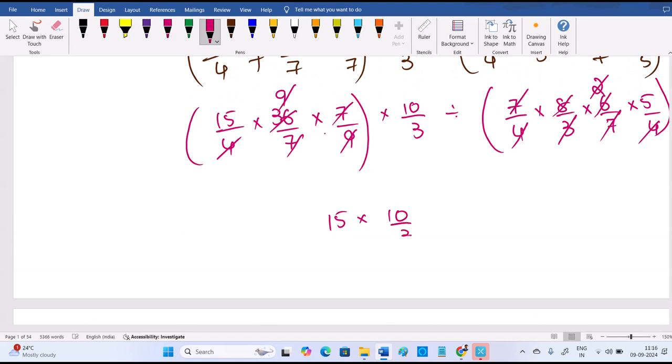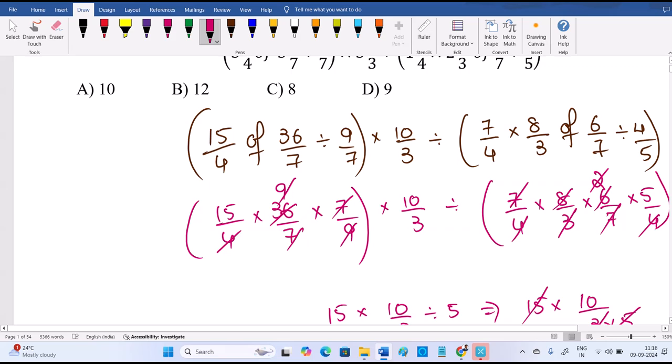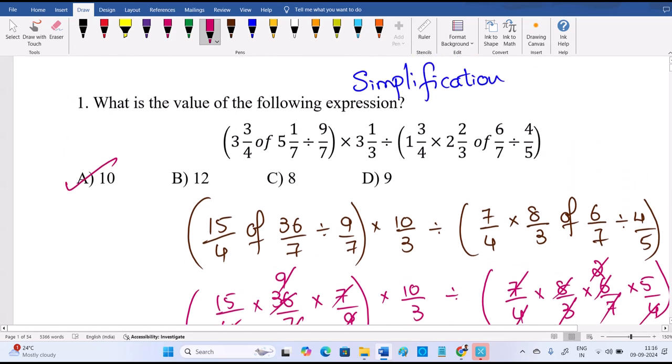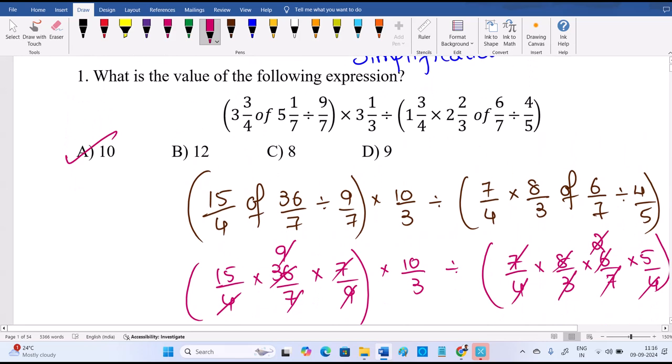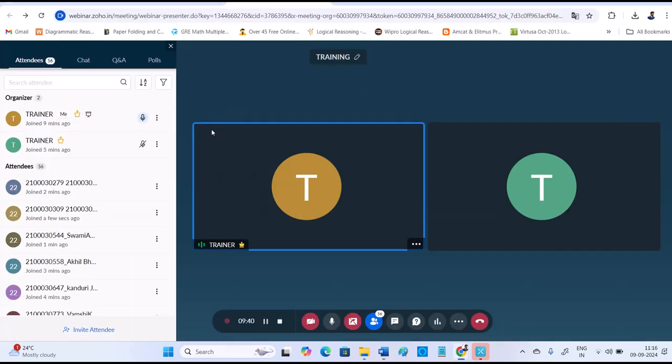10 divided by 3 divided by 5 means 15 into 10 divided. So 3 into 5, 15 get cancelled. We'll get 10 as the answer. So answer option A, 10. See the simplification related question. Solving, we are going to get 10 as the answer.